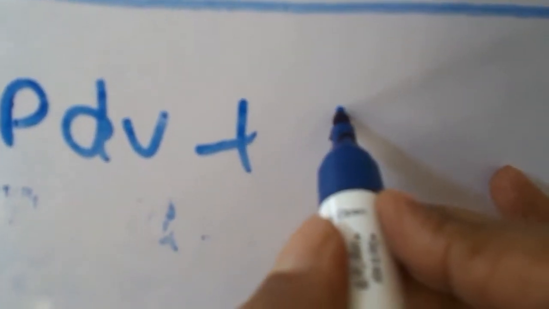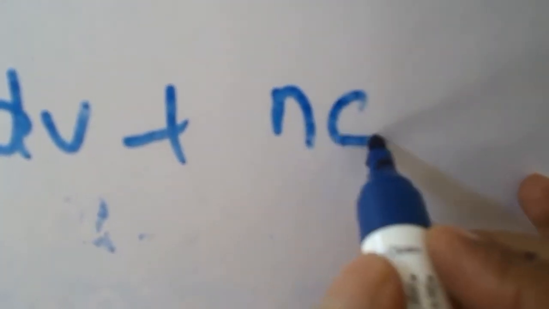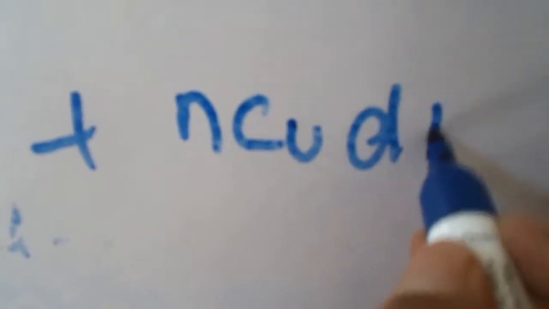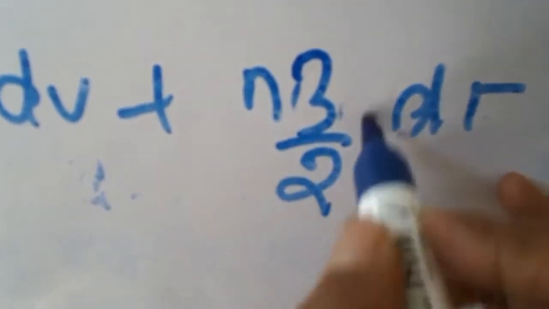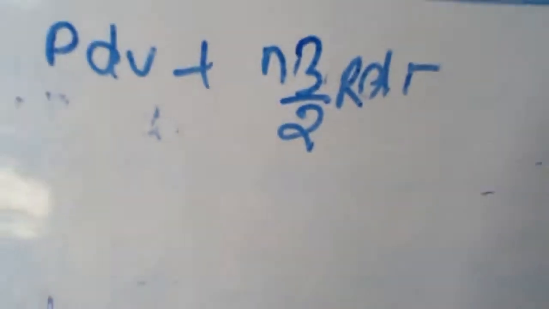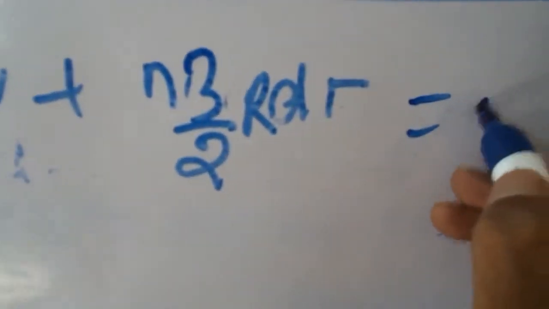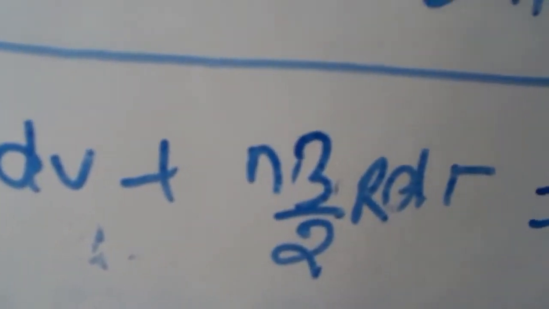So should I write P dV plus nCv dT, and Cv is equal to 3 by 2 R. Let me write down 3 by 2 R. Cv is equal to 3 by 2 R. This should be equal to 0.